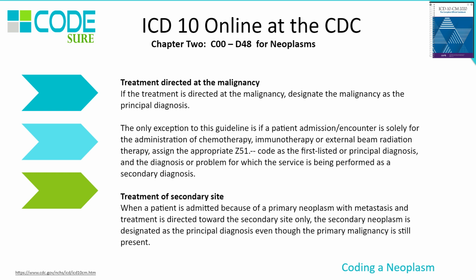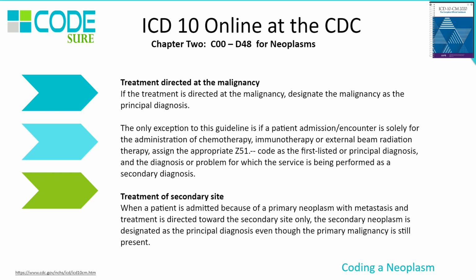When coding for a neoplasm, if the treatment is directed at the malignancy, designate the malignancy as the principal diagnosis. There is an exception to this guideline. If a patient admission is for the administration of chemotherapy, immunotherapy, or external beam radiation therapy, assign the appropriate Z51 code as the first listed or the principal diagnosis, and the diagnosis or problem for which the service is being performed will be your secondary diagnosis.